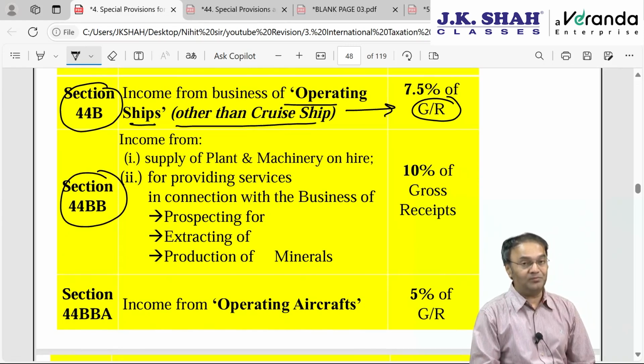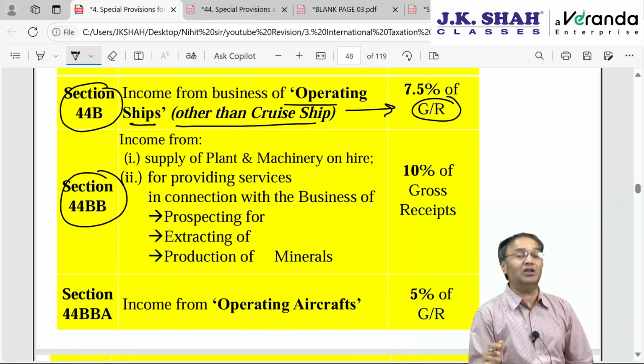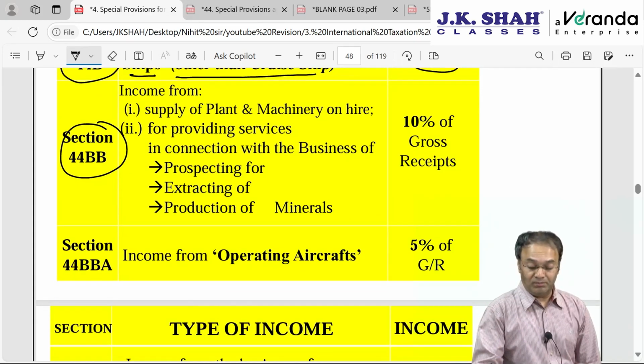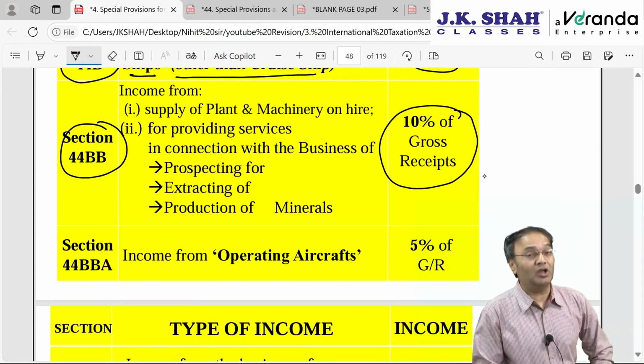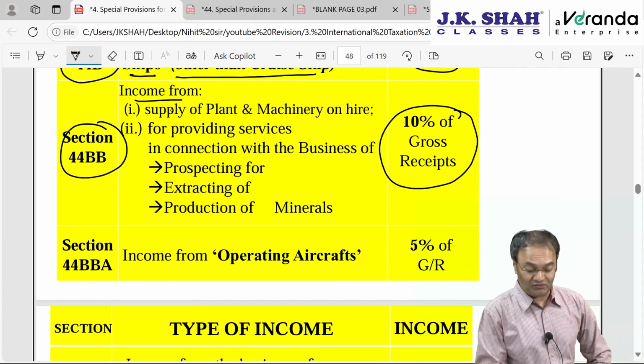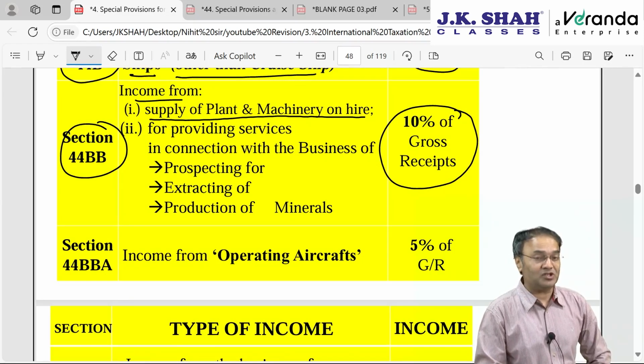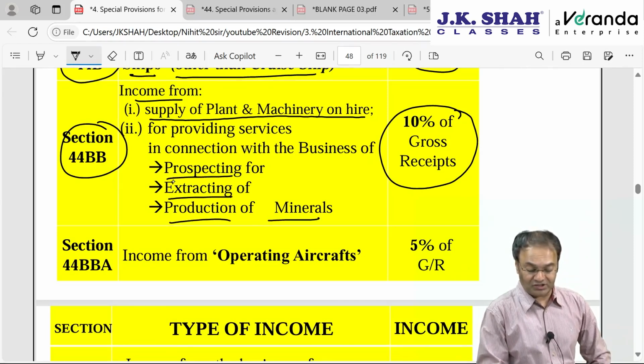44BB, where the assessee can maintain books, get them audited and disclose actual income. Here presumed income will be 10% of gross receipts attributable to Indian operations. Income from which business? Business of supplying plant machinery on hire. Income from business of supplying plant machinery on hire for prospecting for extraction of or production of minerals.